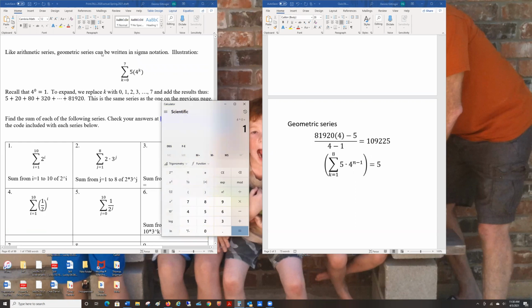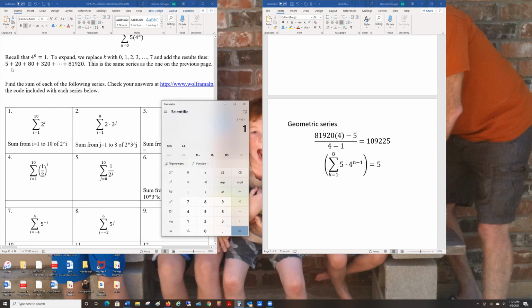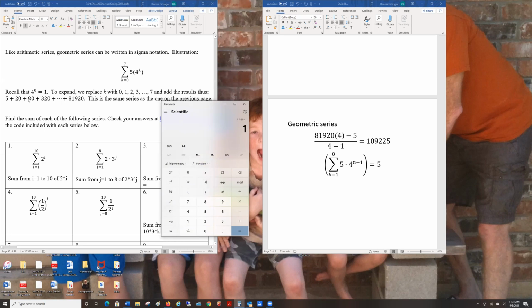Oh, look. The sum from 0 to 7 of 5 times 4 to the k. That's how I would write it. 4 to the 0 is 1. To expand this, write it all out, we replace k with 0 through 7 and add the results like this. Oh my goodness. Now how do I do a power? How do I do, for example, 5 times 4 to the 7th power? Well, it's 5 times 4 raised to the power 7.